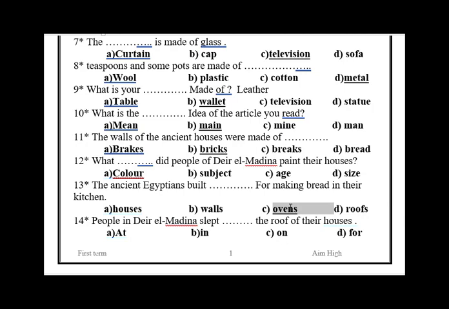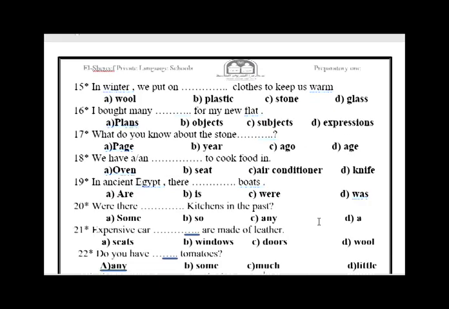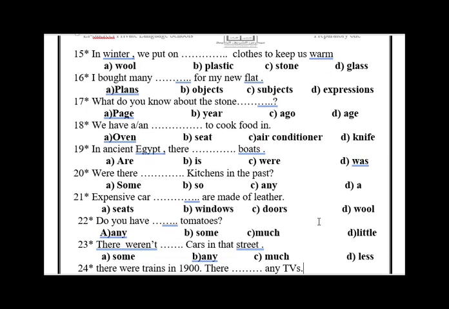Let's move to number 14. People in Deir el-Medina slept the roof of their houses. As we said before, people in Deir el-Medina slept on the roof of their houses. Now let's move on. Number 15. In winter, we put on clothes to keep us warm. So we put on wool clothes. Number 16, I bought many for my new flat. So I bought many, yes, objects.